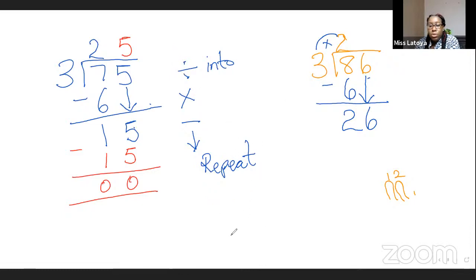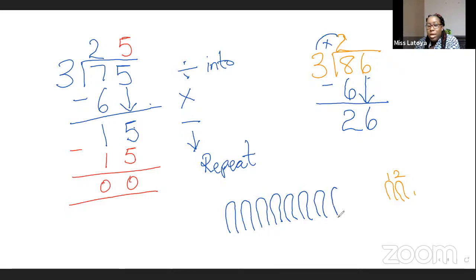So let's go. 3, 6, 9, 12, 15, 18, 21, 24. Now, if I go any further, I will pass 26. Remember, we are counting until we get to 26 or the number before. If I go one more step, I'll be going to 27.